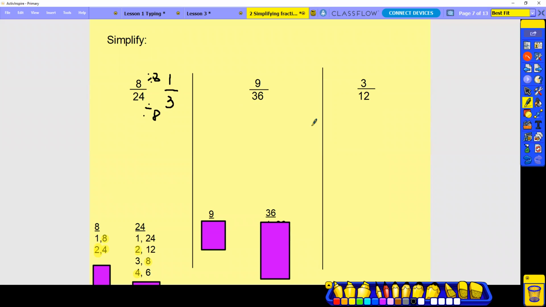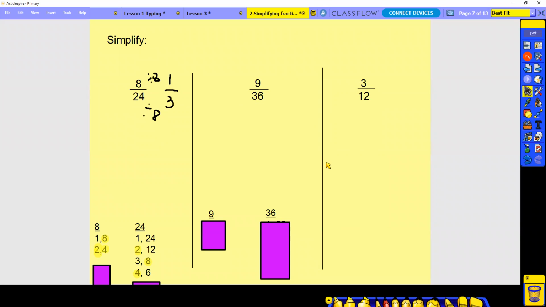So this second one, I would like you to have a go by yourself. First of all, you need to write your 9 and your 36 and write all the factors of both. You can then circle or highlight or however you're going to identify the common factors. And I want you to find the largest common factor of both. Then I would like you to try and simplify them, so divide the numerator and the denominator by that common factor. Can you have a go now? Give yourself a couple of minutes and have a go at that question.